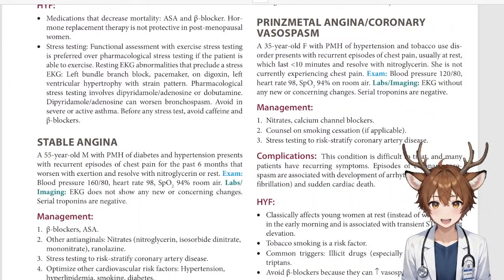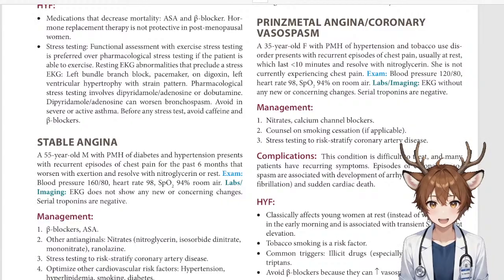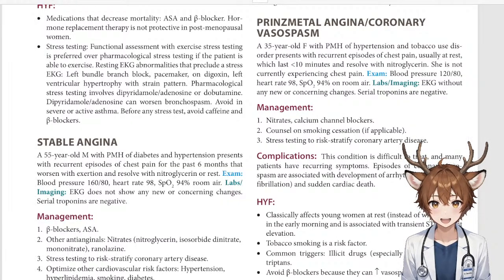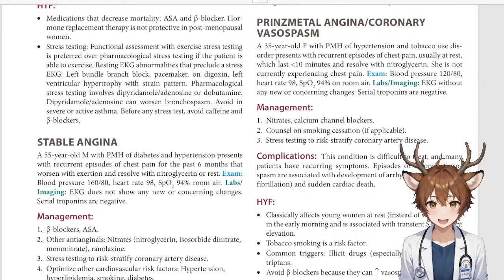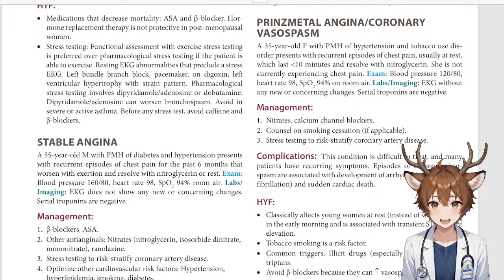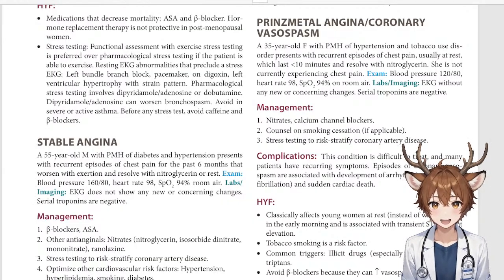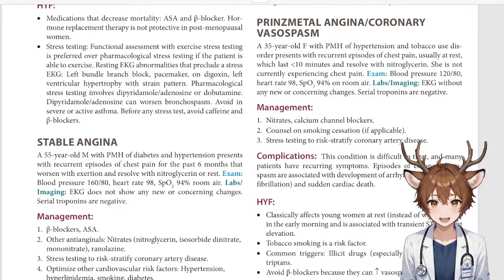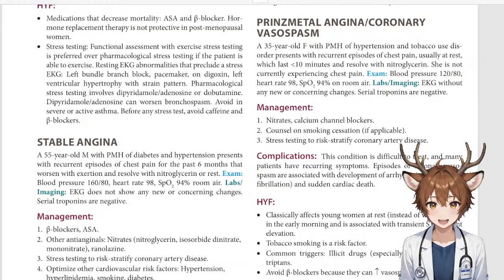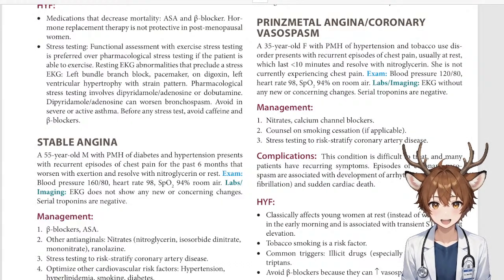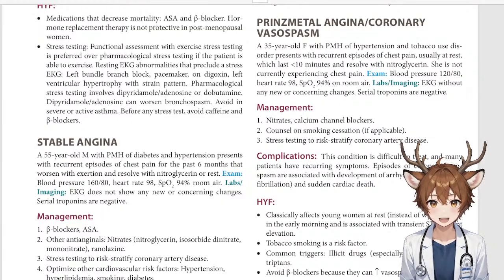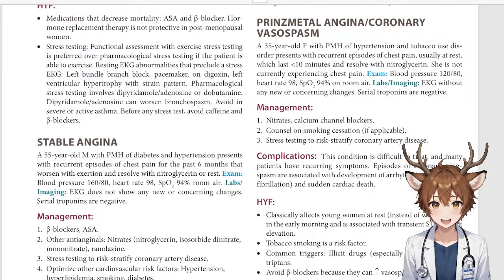What about Prinzmetal angina or coronary vasospasm? A 35-year-old female with a past medical history of hypertension and tobacco use disorder presents with recurrent episodes of chest pain, usually at rest, which last less than 10 minutes and resolve with nitroglycerin. She is not currently experiencing chest pain. Exam: blood pressure is 120 over 80, heart rate 98, oxygen 94% on room air. Labs and imaging show EKG without any new or concerning changes.